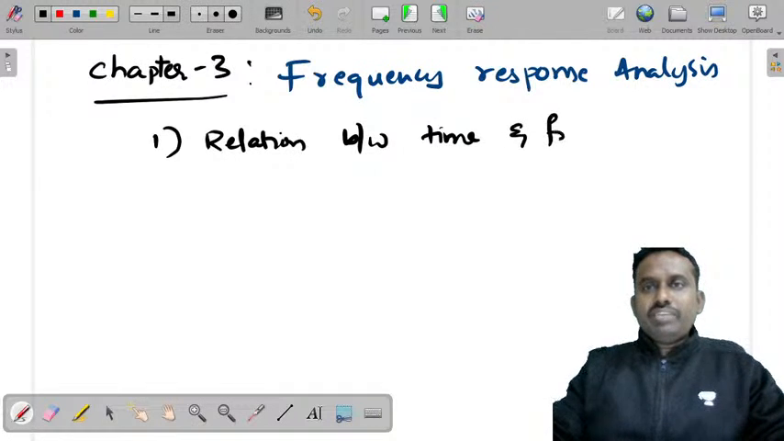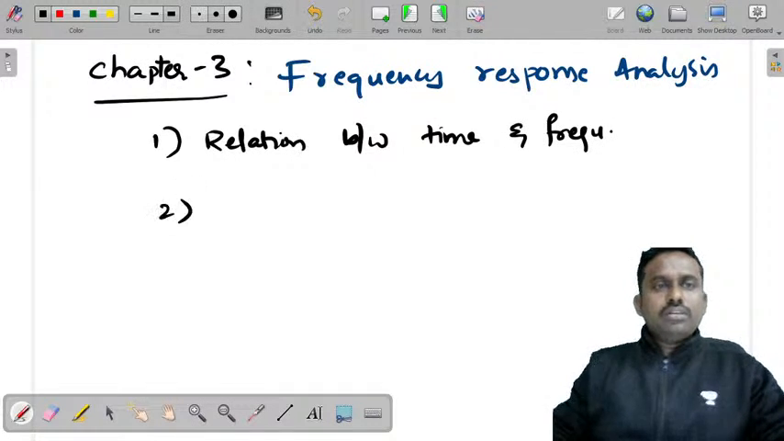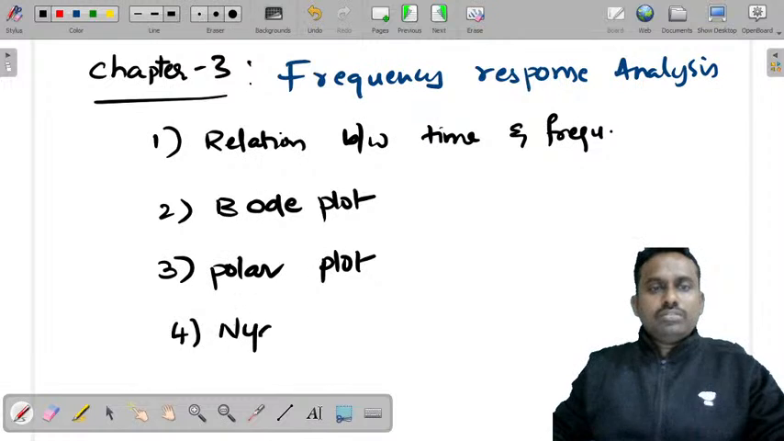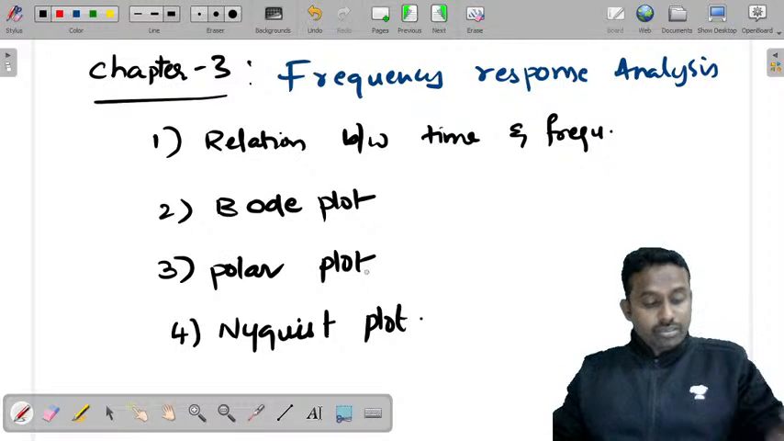Relation between time and frequency response. You have Bode plots and polar plot. Then you have Nyquist plot. So this is your syllabus. You also have the relative stability. Now let's see what are the important topics in this.